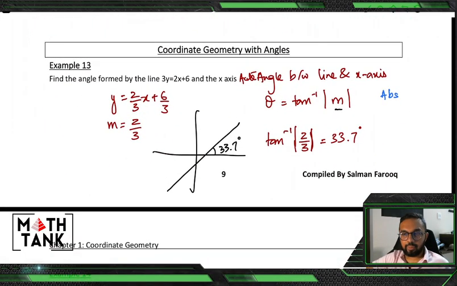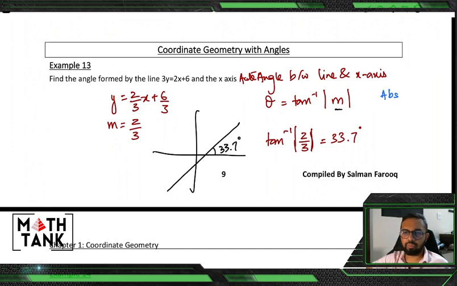Then you can also be asked to find angles between lines and axes. Remember that the angle between a line and an axis is tan inverse of, now these signs are called moduli or modulus. What they basically do is turn any negative number into a positive number. Why am I doing that? Because when I do tan inverse of a negative number, the calculator churns out a negative angle.